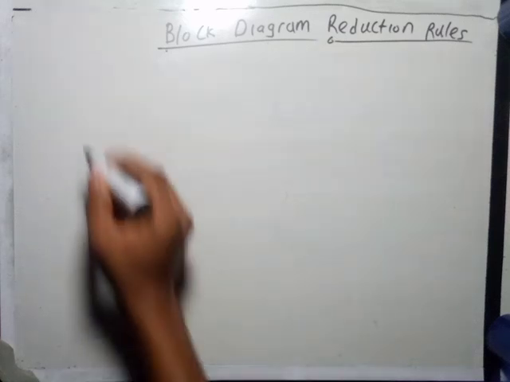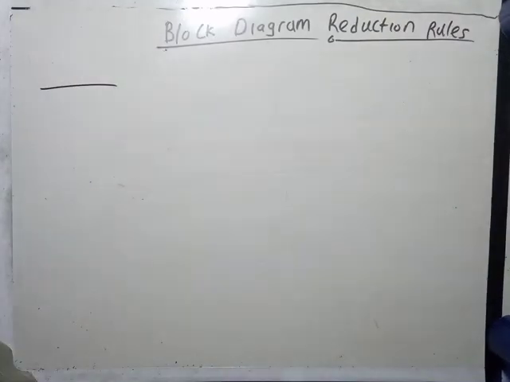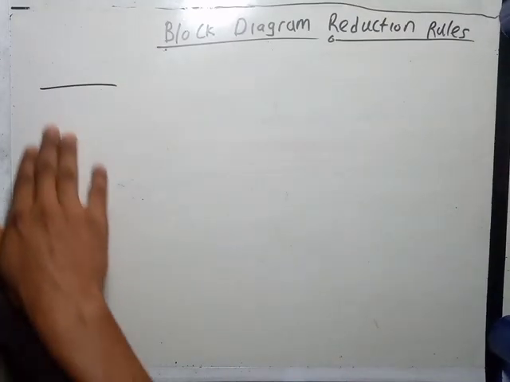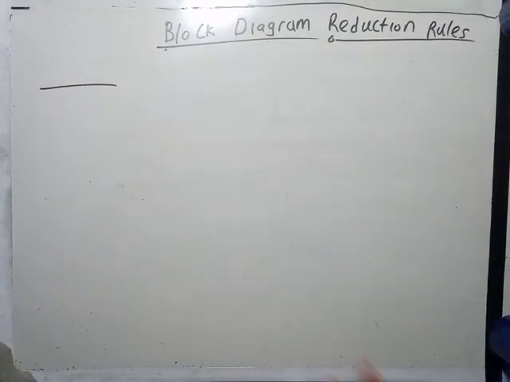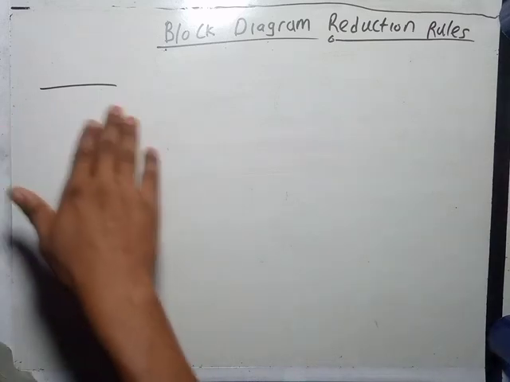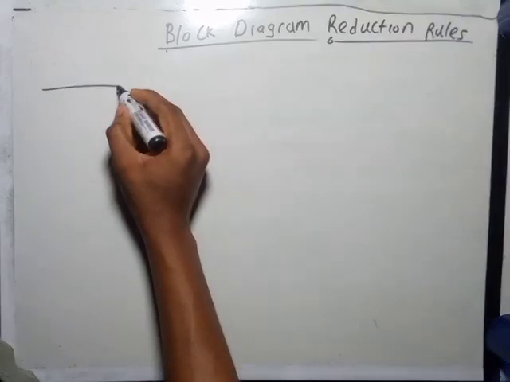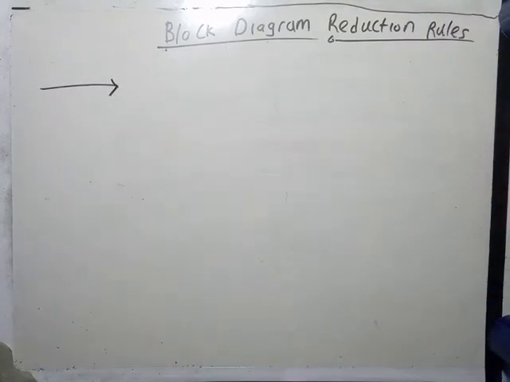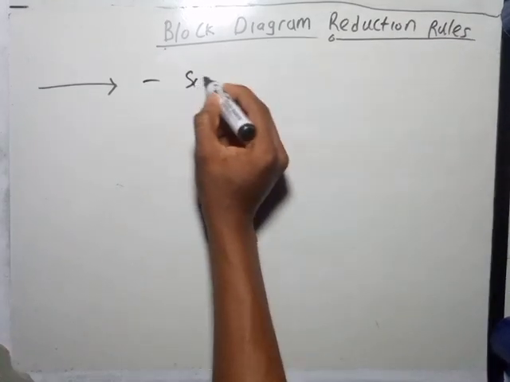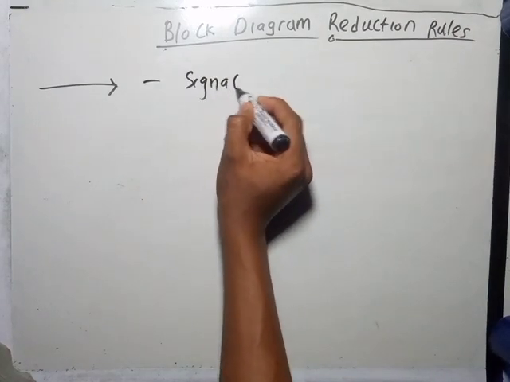Number one will be the lines. The lines signify the direction of your signal. They signify your signals, and they normally have an arrowhead signifying the direction, the path, the way they are flowing. This signifies what? Signal.